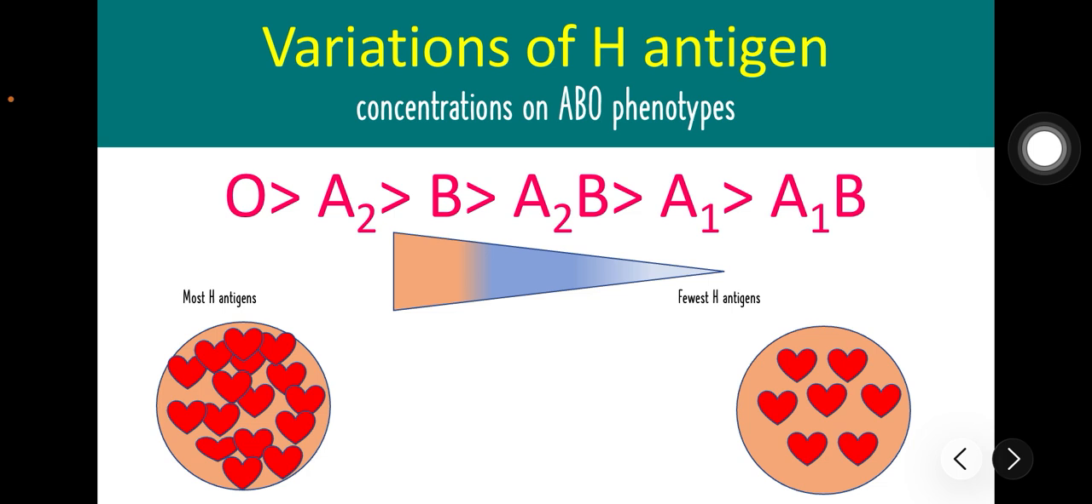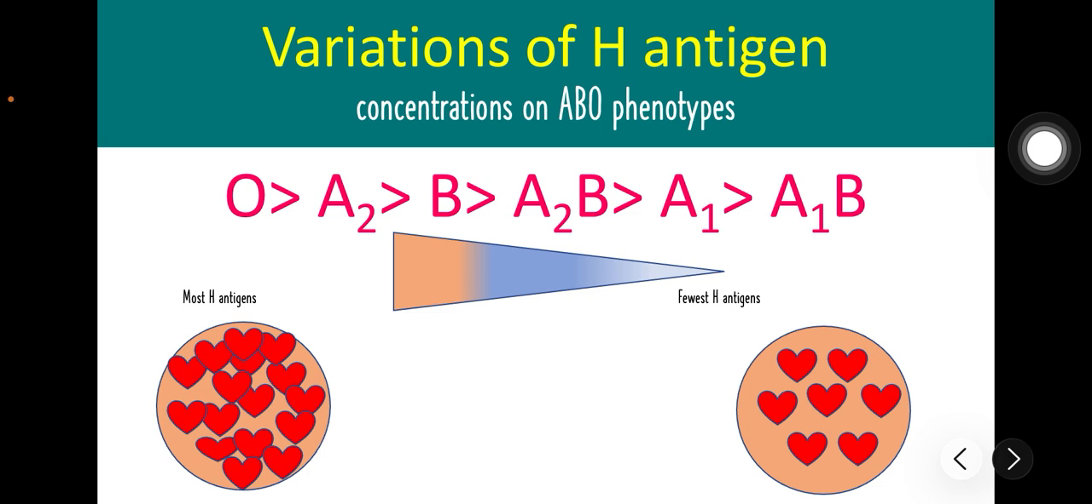Now, next is the A1. The A1 gene is a highly potent builder. So its enzyme aggressively converts almost all the available H foundation into A antigens, leaving very little unconverted H behind. For the A1B, it has the least, or the fewest, H antigens. Because both the potent A1 enzyme and the efficient B enzyme are working simultaneously to use up the H foundation, the cell is left with the smallest amount of leftover H antigen.